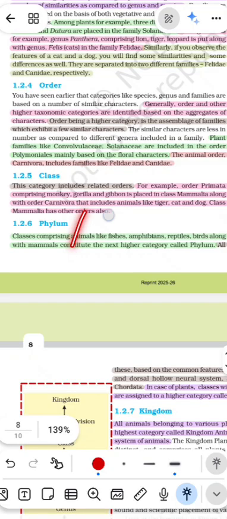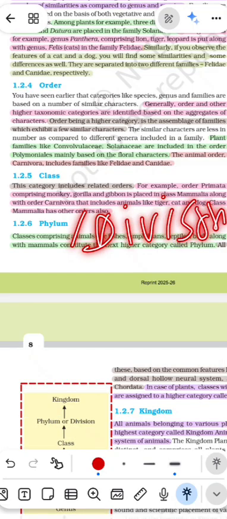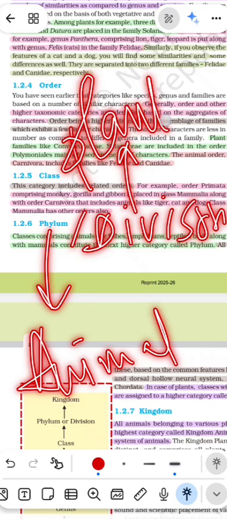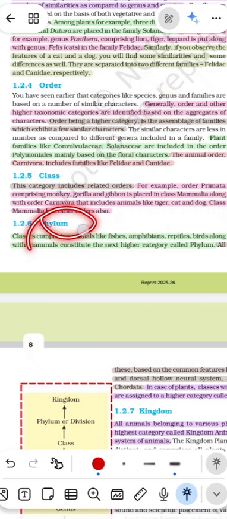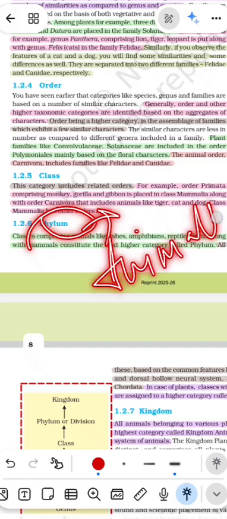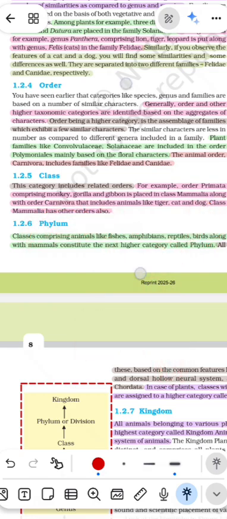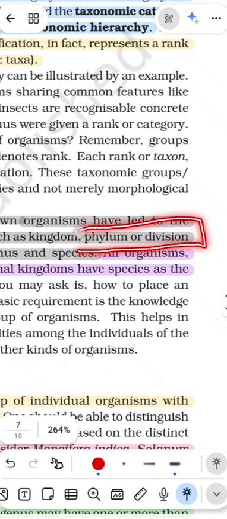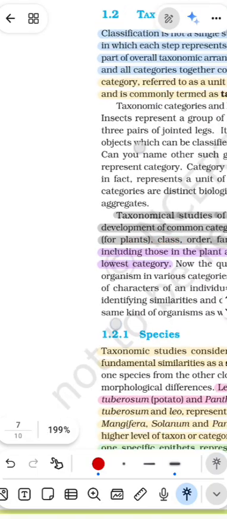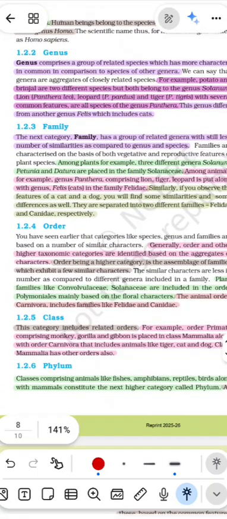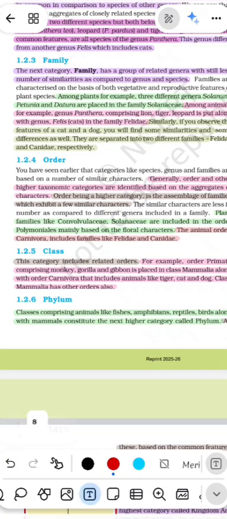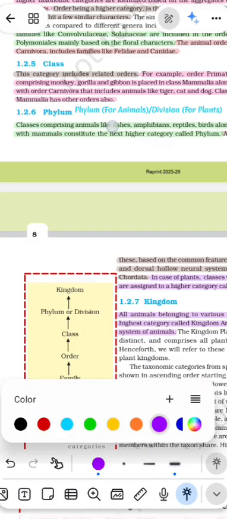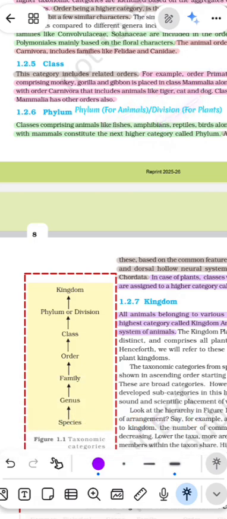Next we move forward to phylum. Phylum has another name, division. In case of animals, this is called phylum. In case of plants, this is called division. So phylum is used only for animals. It was mentioned earlier: phylum or division. Division is for plants. So you must note down here that phylum is for animals, and the other taxon, division, is for plants.